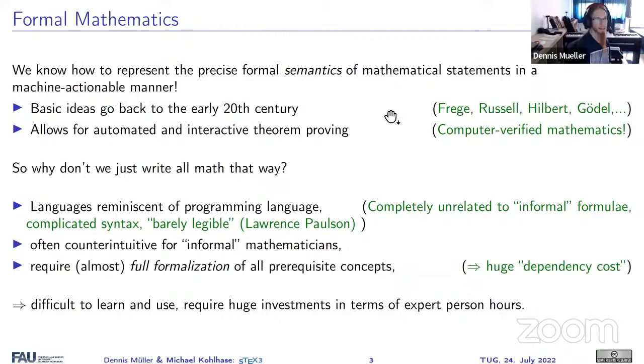The ideas behind that go back to basically the early days of modern formal logic. And if you keep that in mind, what we can do if we represent mathematics formally, i.e. semantically, machine actionable, you might wonder why we don't just write all math that way in the first place? And the answer is, unfortunately, that doing that is extremely difficult.